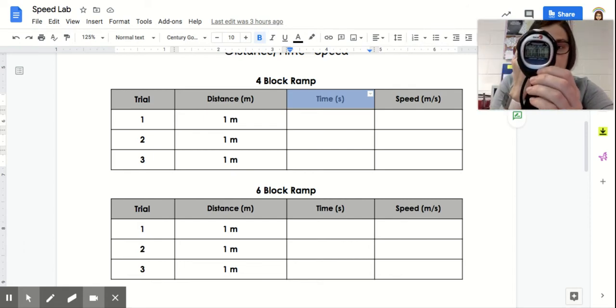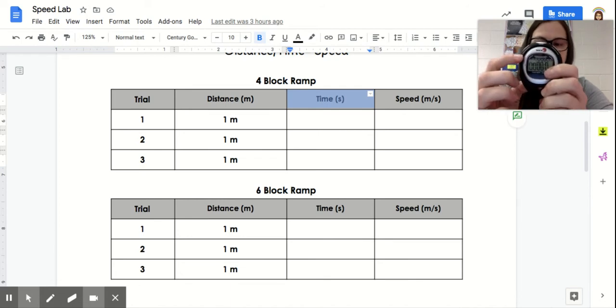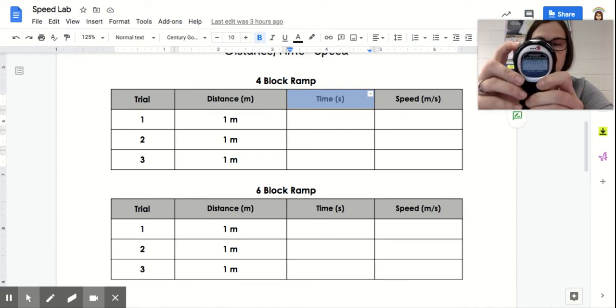It should say 00 on it, okay? There is a button that says start stop. This is what you're going to press when the car is rolling on the ground.